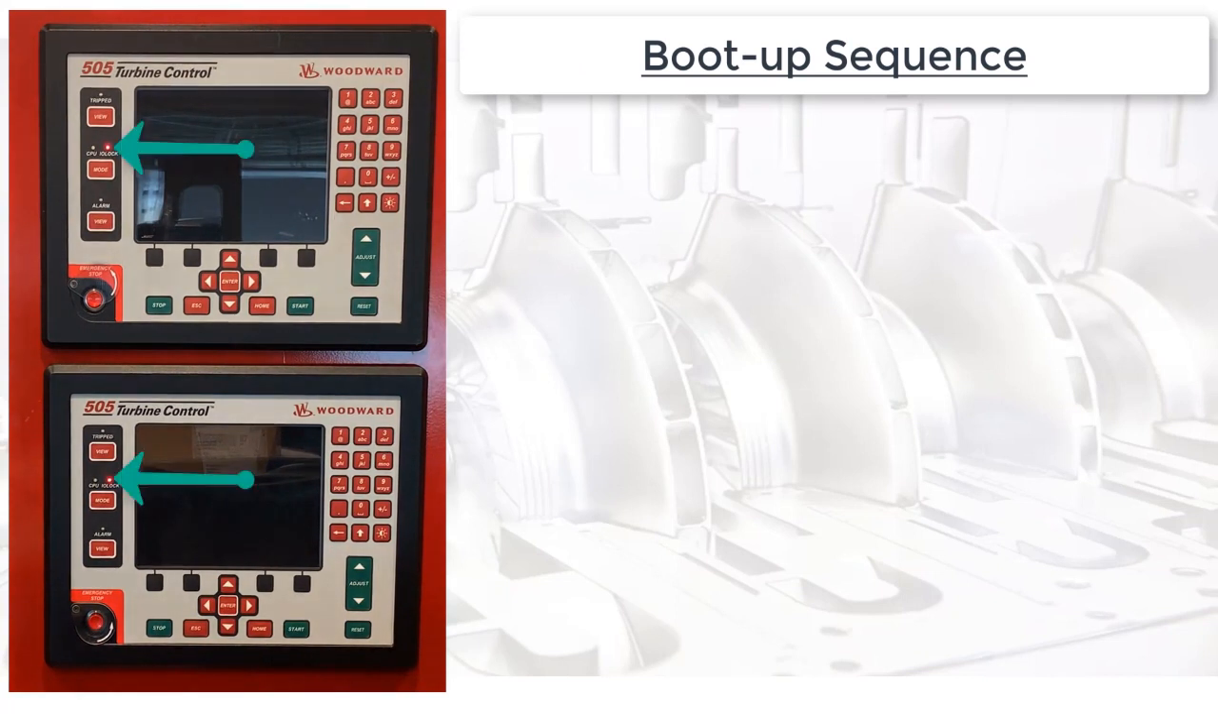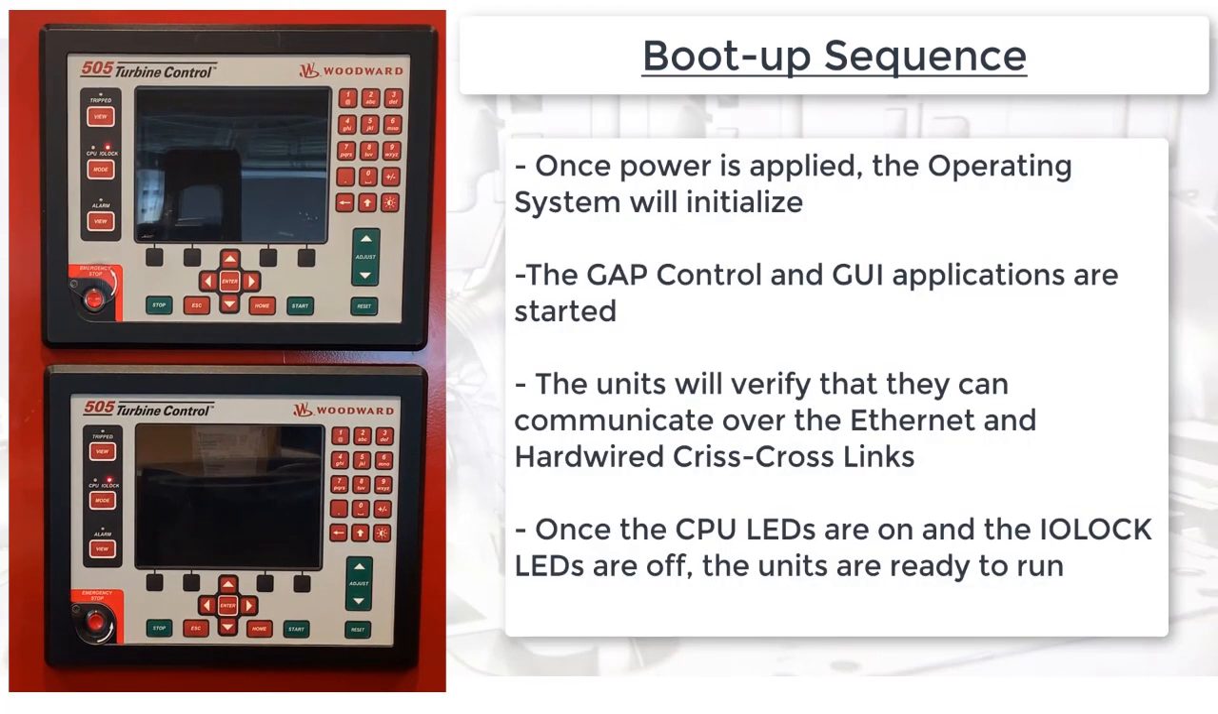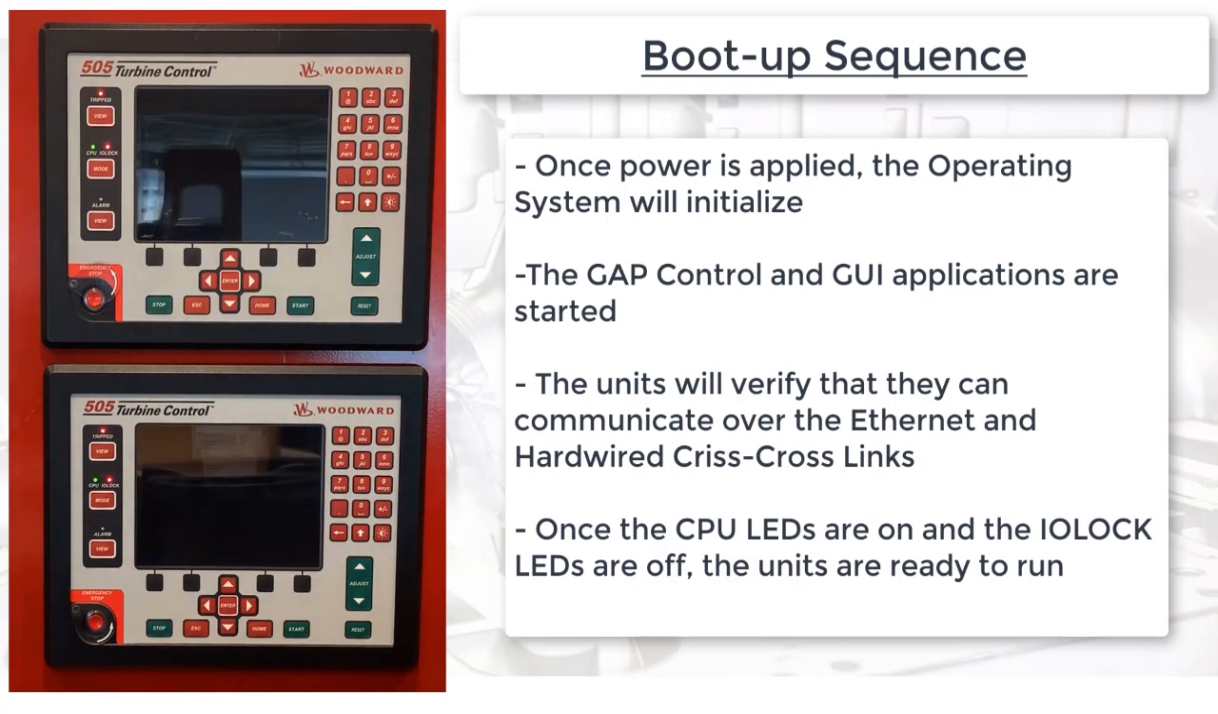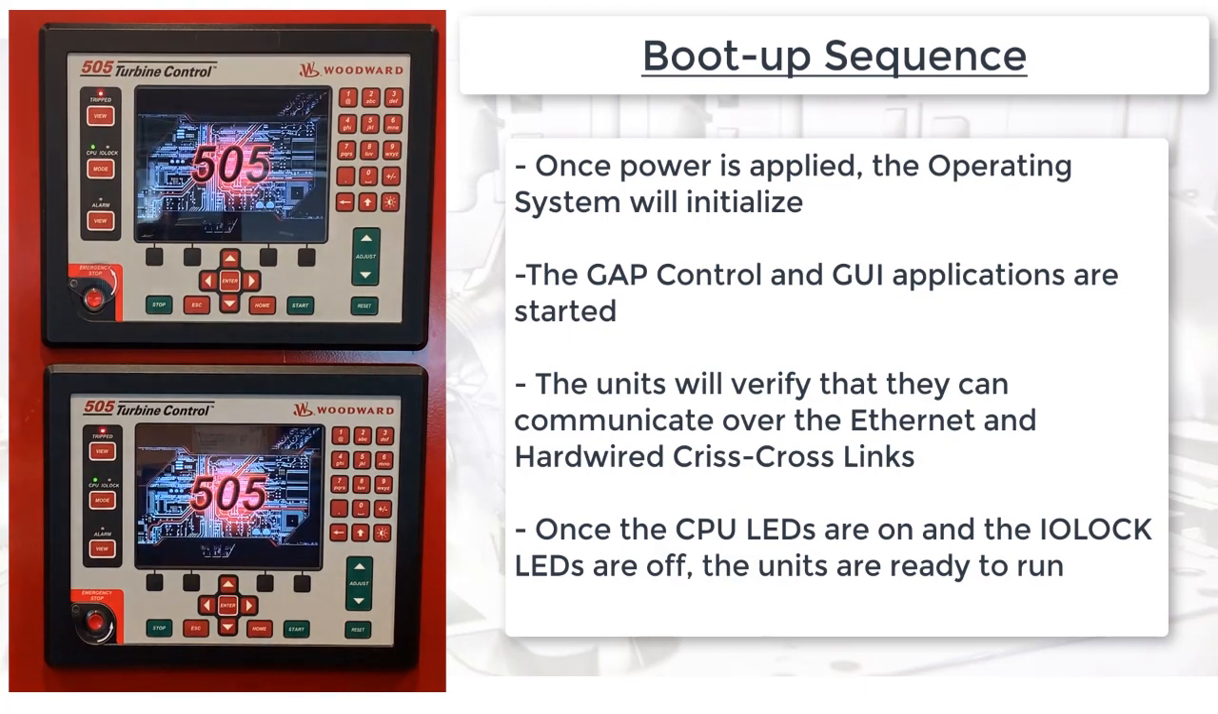When power is first applied to the units, the I/O lock LED will come on and indicate that power has been received. The operating system will initialize and then begin the gap control and graphical user interface applications. The units will verify that they can successfully communicate over the Ethernet and hardwired crisscross links. Once the I/O lock LED is off and the CPU LED is on, the units are synchronized and ready to run the system as a redundant pair.